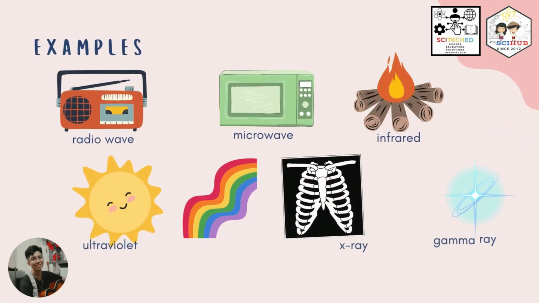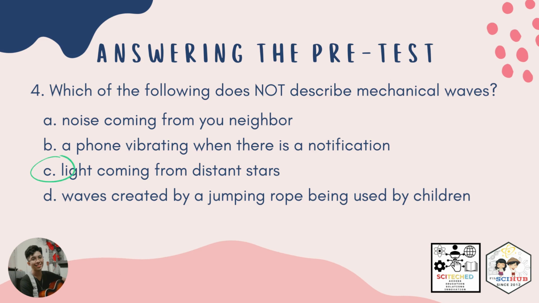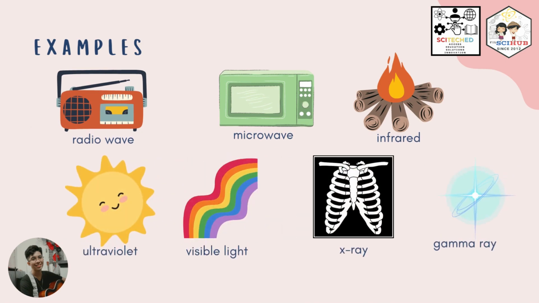We know that choices A and B are both sound waves, which are mechanical waves. We also know that jumping rope is an example of a medium through which mechanical waves travel. Yet, the light that comes from distant stars is itself light. Alright, going back to this slide, we learned that when the star bursts, it emits gamma rays. And gamma rays are forms of light. And we know that light is an electromagnetic wave.